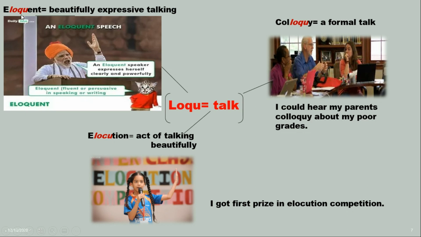Next word is eloquent, which means beautifully expressive talking. See here, Modi's speech is an eloquent speech. An eloquent speaker expresses herself clearly and powerfully. Colloquy, a formal talk. I could hear my parents colloquy about my poor grades. Next word, elocution, act of talking beautifully. Example, I got first prize in elocution competition. Let us learn again the meanings of these three words. Eloquent, beautifully expressive talking; colloquy, a formal talk; elocution, act of talking beautifully.